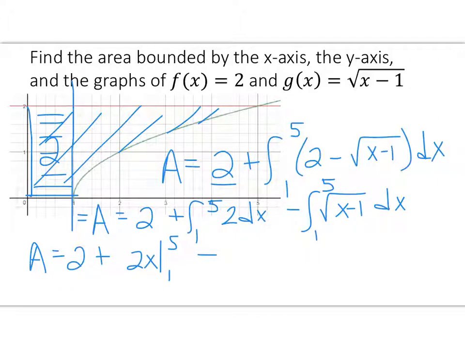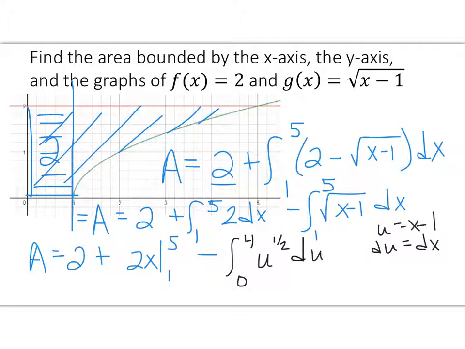and over here we have to do a little bit of a u substitution. So I'm going to say u equals x minus 1, so then du equals dx. So now I have the integral, and I have to change my bounds. 1 minus 1 is 0, 5 minus 1 is 4, of u to the 1/2 du. And remember, you want to make sure you show all of your steps.